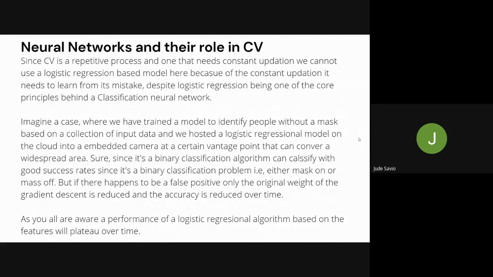Imagine a case here: we have trained a model to identify people without a mask. Based on the collection of input data, we hosted a regression model on the cloud into an embedded camera at a certain vantage point, being a pole or a light stand, a street light that can cover a widespread area. Since it is only a binary classification algorithm, there is a high success rate. But when it comes to multiple factor detection, that is where it loses its edge slowly, one by one.